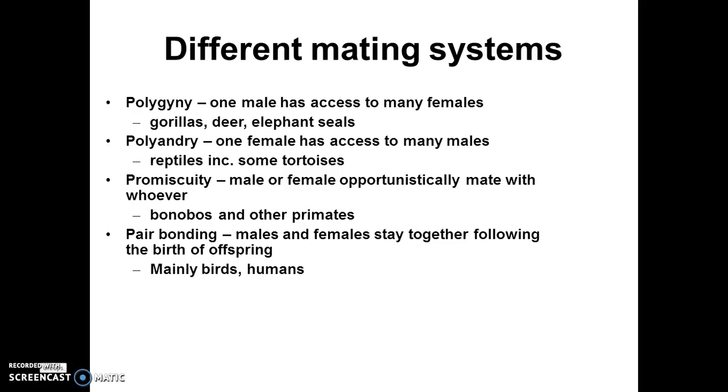The next one would be polyandry. This is really fairly rare. This is where one female has access to many males, and certain reptiles engage in this. So this is kind of the opposite of polygyny.